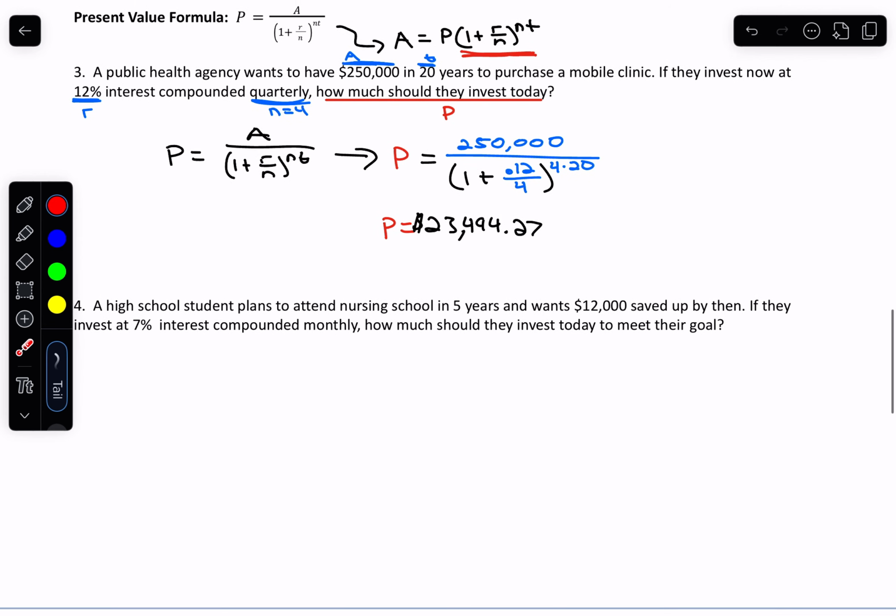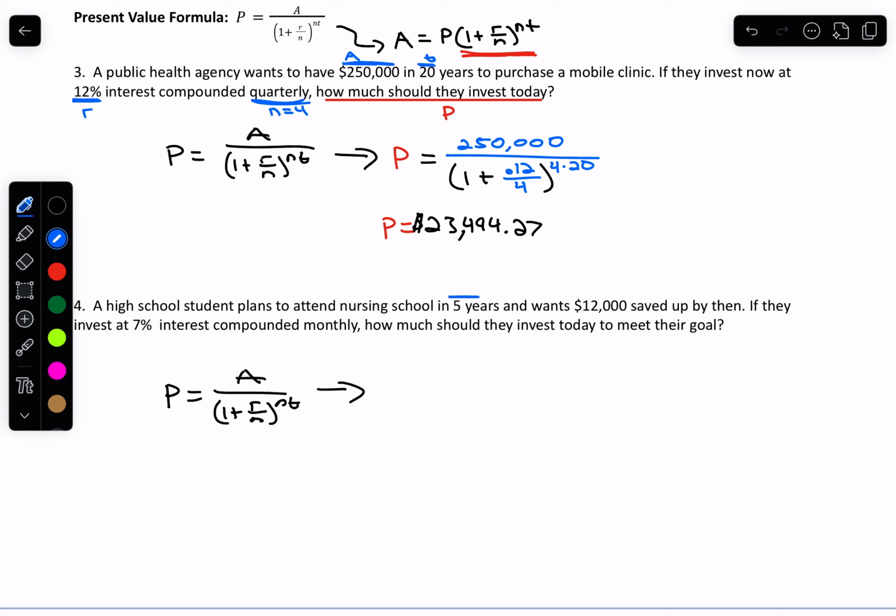Number 4 says a high school student plans to attend nursing school in 5 years and wants $12,000 saved up by that time. If they invest at 7% interest compounded monthly, how much should they invest today to meet their goal? So taking our formula of P equals A divided by 1 plus R over N to the power NT, we're going to plug in each of our pieces.